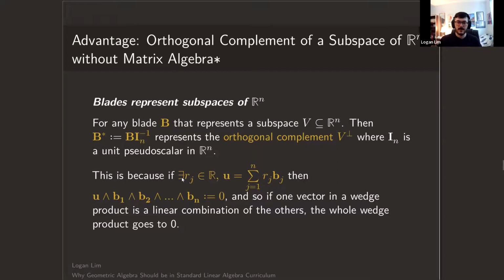So say we have this vector u, which is a sum of this orthonormal basis b1 to bn. If any of these are non-zero, then this outer product can actually be distributed into the sum. And then we could swap, at the cost of a negative sign, until we get something like bj and bj, which evaluates to 0. And so this entire sum goes to 0. And so if this is a linear combination of those vectors, that entire thing goes to 0.